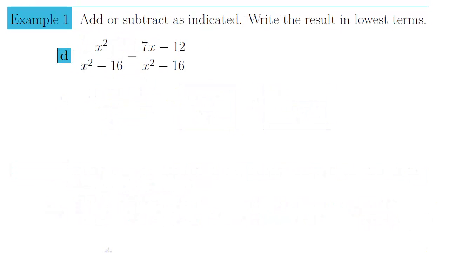Example 1d. Add or subtract as indicated. Write the result in lowest terms. x squared over x squared minus 16 minus 7x minus 12 over x squared minus 16. Okay, again observe that in both of these rational expressions we have a like denominator, x squared minus 16. It's the same in both cases. So what do we do? We combine the numerators and put it over the same denominator.